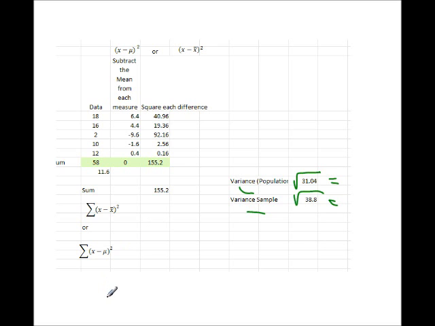Okay, so that's all there is to finding the standard deviation. I'm going to ask you to do it tomorrow or Wednesday. Hope that helps.